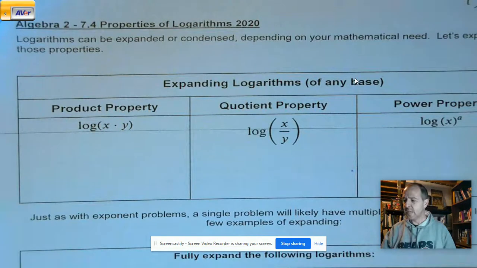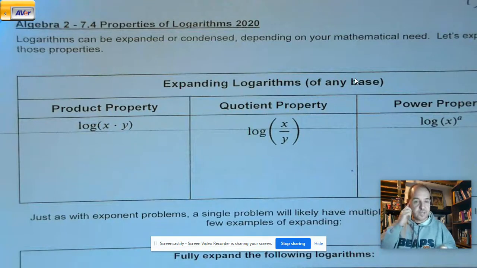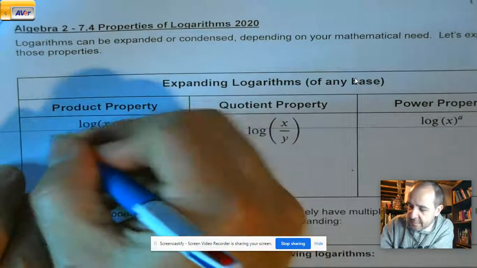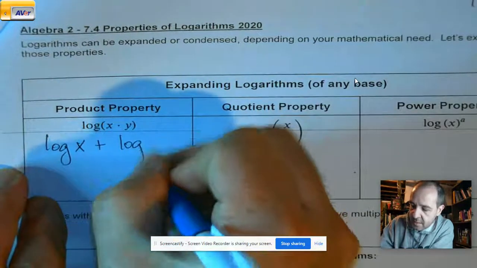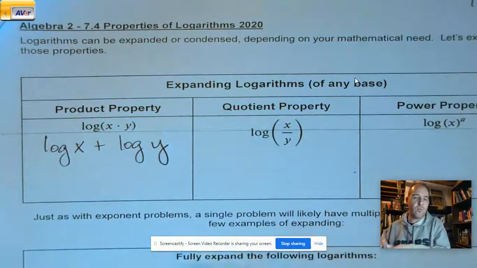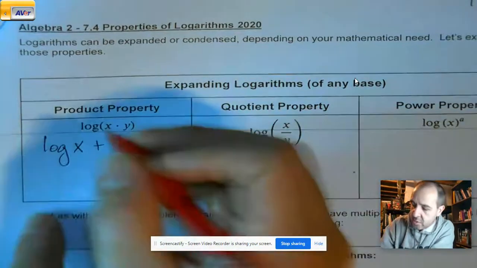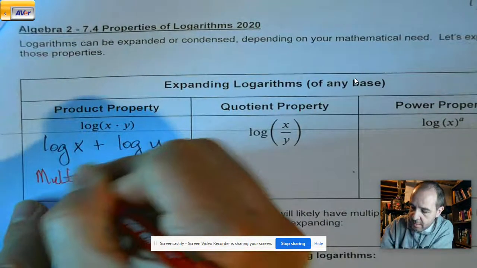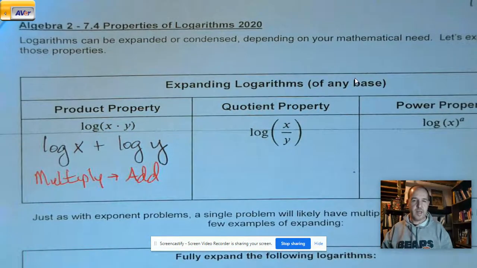So here we go. When we're going to expand a logarithm, we're going to stretch it out. We're going to make it bigger. The first one we're going to deal with is the product property. We're multiplying them together. So here's what expanding this particular log would look like. We'd have log x plus log y. So when we're expanding and there's multiplication, there's a product, the product will become addition. So multiply will become add. Start thinking multiply and add. I've heard that somewhere before.